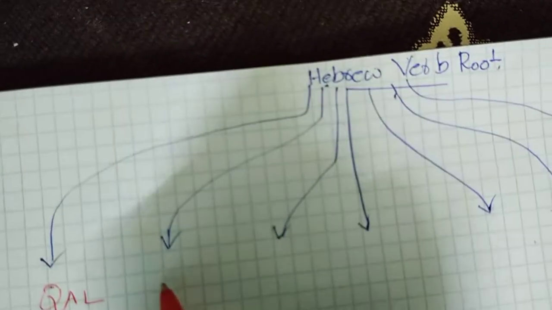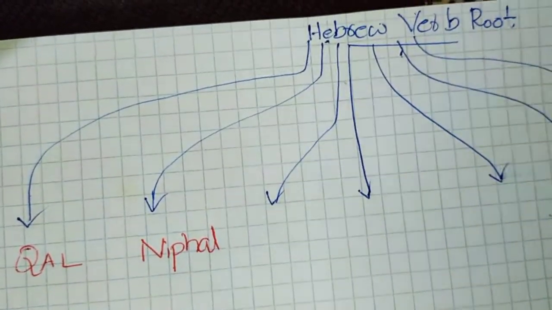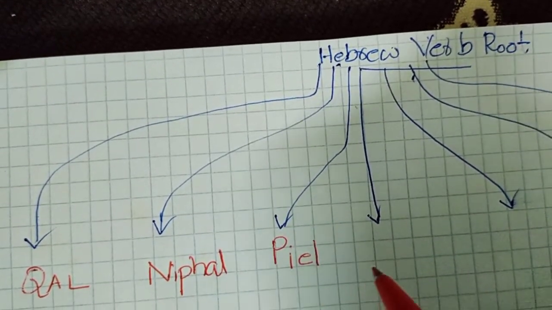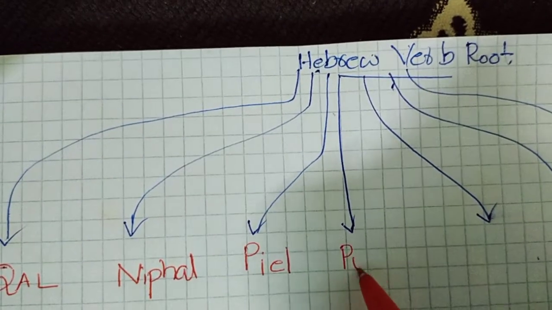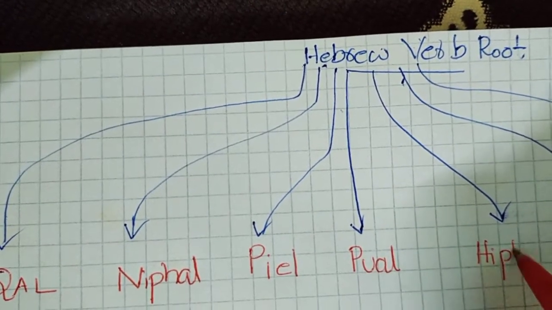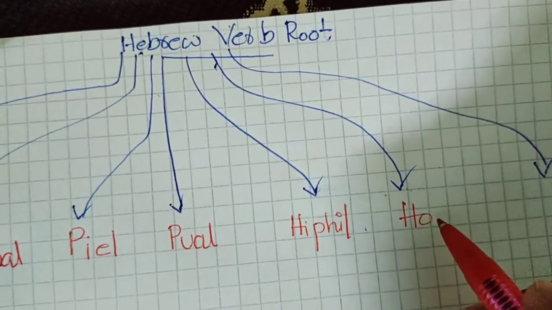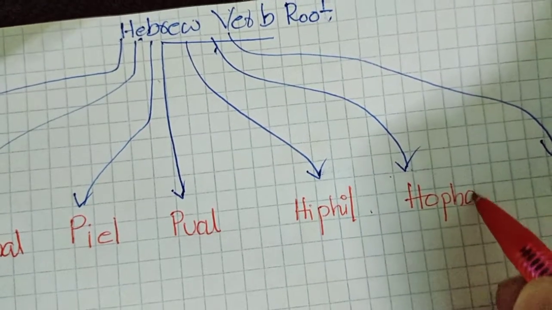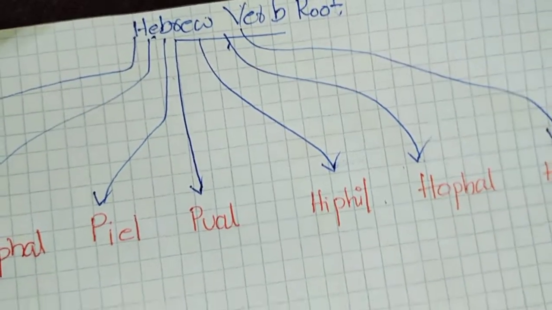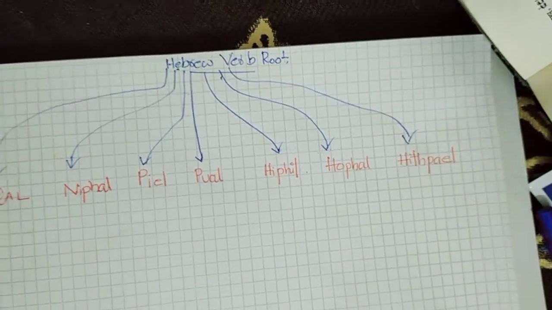Next one is Niphal. Say with me, Niphal. Next one, Kal, Niphal, Piel, p-i-e-l, Piel. Next one, Pual, p-u-a-l, Pual. Next one, Hifil, H-I-P-H-I-L, Hifil. Next one, Hophal. Final one, Hithpael. So tell me with me: Kal, Niphal, Piel, Pual, Hifil, Hophal, Hithpael.